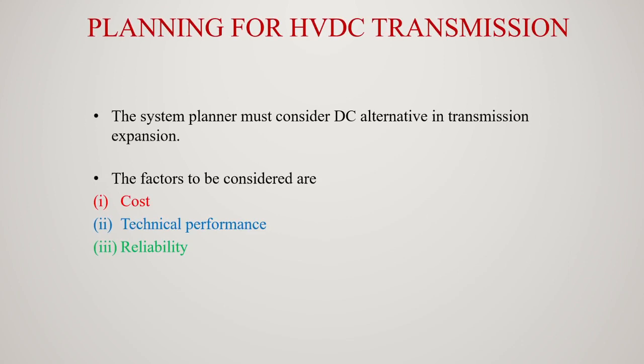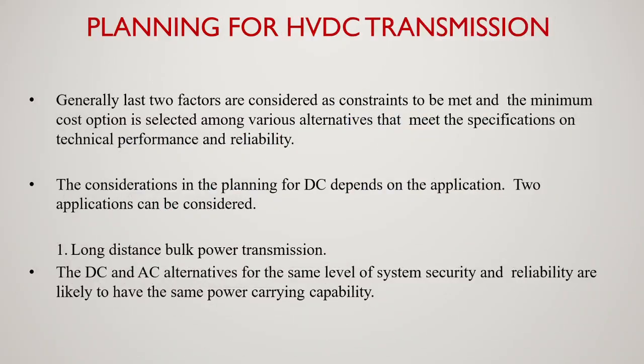So for submarine cable transmission and interconnecting two systems of different nominal frequencies, the choice of DC is obvious. In other cases, the choice can be based on detailed techno-economic comparison. Okay students, so what are the various factors? Cost, technical performance and reliability. So the system planner must consider all these three factors before planning a new HVDC transmission system.